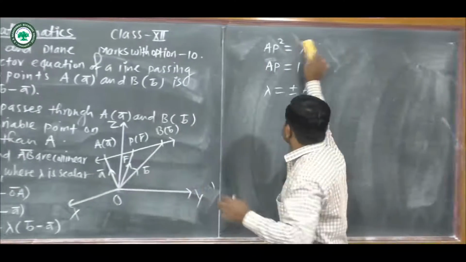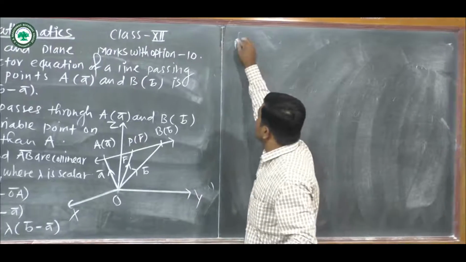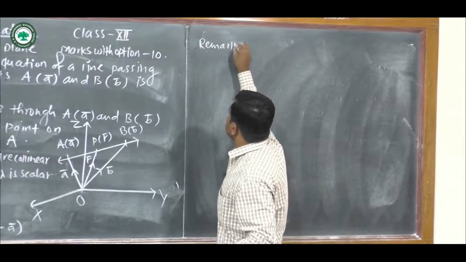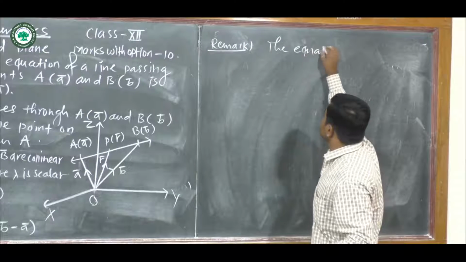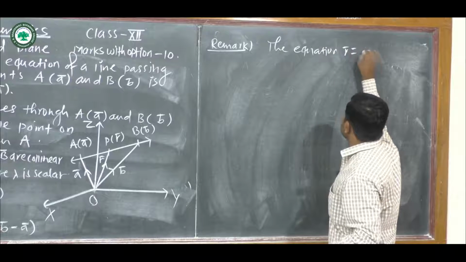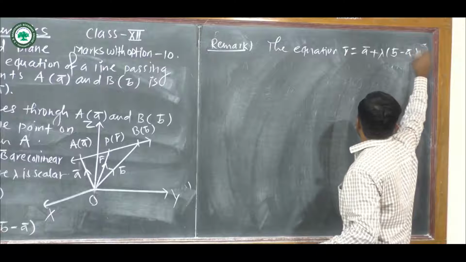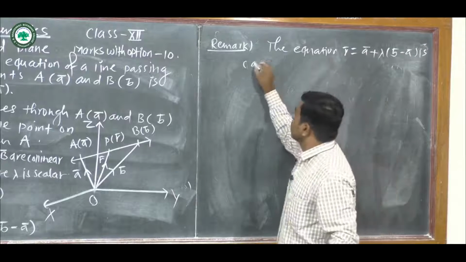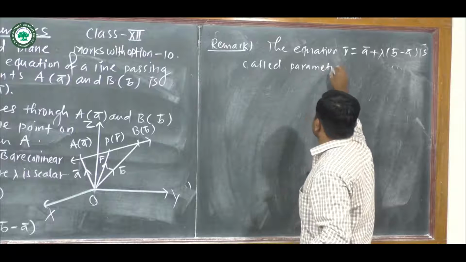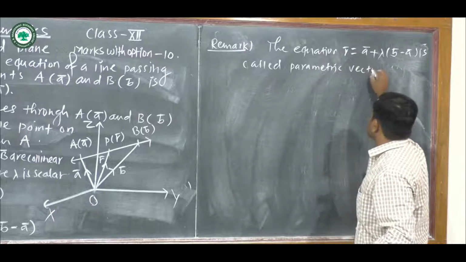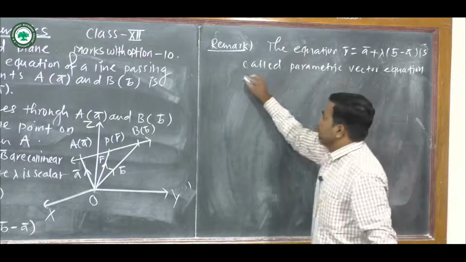Remark: the equation r bar is equal to a bar plus lambda into b bar minus a bar is called the parametric vector equation of a line.